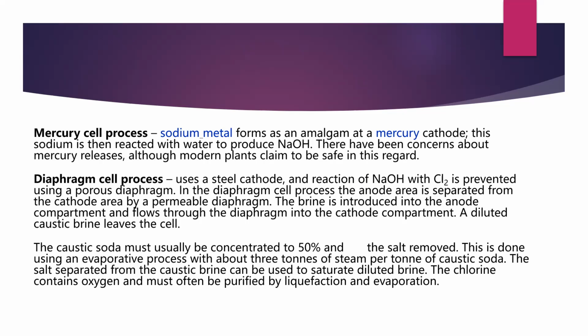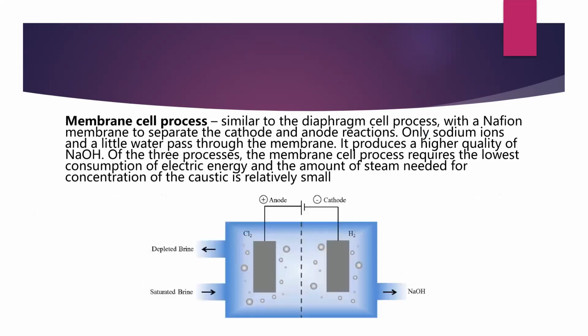The caustic soda must usually be concentrated to 50% and the salt removed. This is done using an evaporative process with about 3 tons of steam per ton of caustic soda. The salt separated from the caustic brine can be used to saturate diluted brine. The chlorine contains oxygen and must often be purified by liquefaction and evaporation.